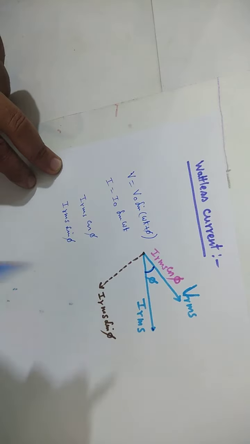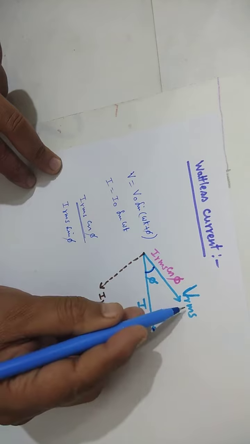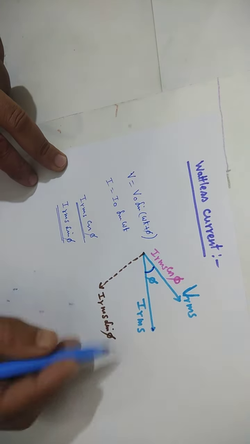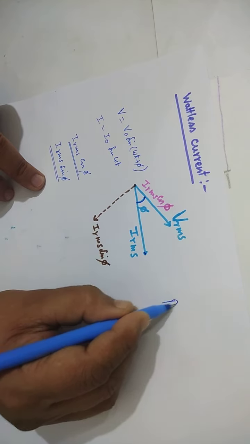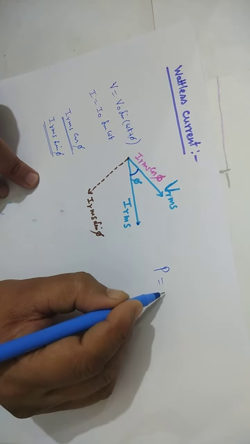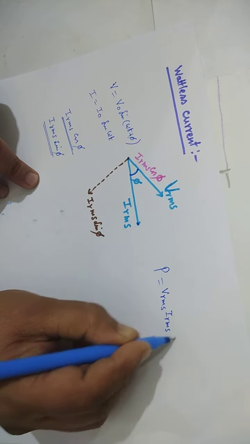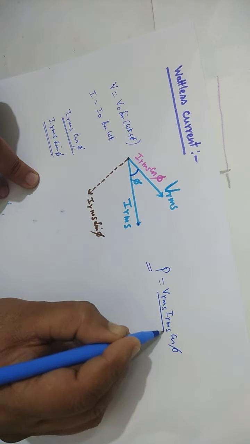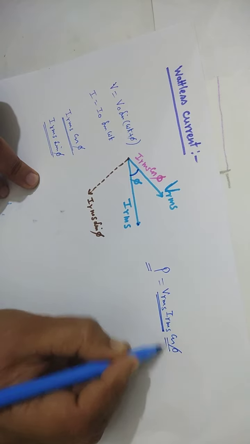Then IRMS cos phi will give us the component of this current along the voltage, and IRMS sin phi is the component of current normal to it. We know that power consumed in a series LCR circuit is given by P = VRMS IRMS cos phi. P is the average power and VRMS into IRMS is the virtual power. Cos phi is called the power factor.